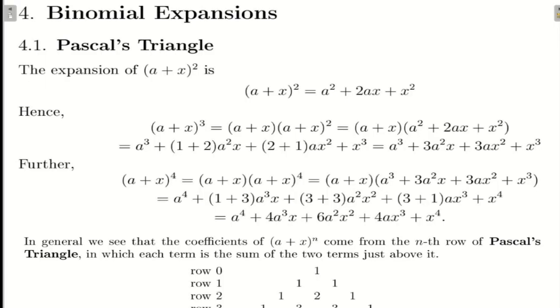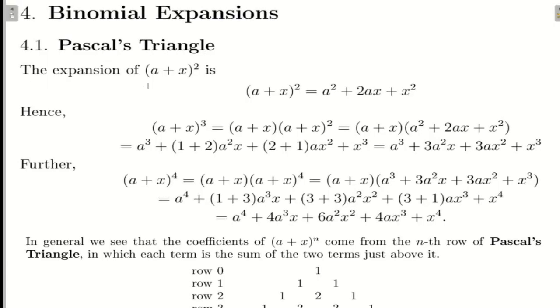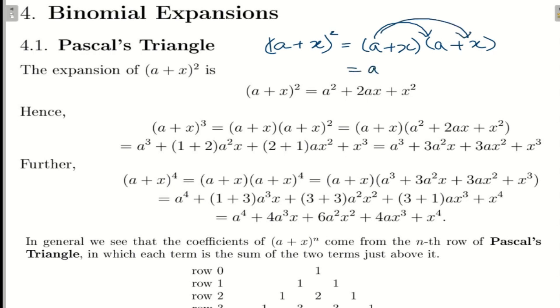Binomial expansion. Pascal's triangle. The expansion of (a + x) to the power of 2. We can use this multiplication. (a + x)^2 is equal to (a + x) multiplied by (a + x). And then we multiply each term into each other. We have a squared plus ax. For the second multiplication, we have plus ax plus x squared. So we have a squared plus 2ax plus x squared.